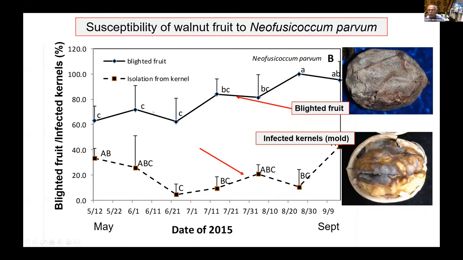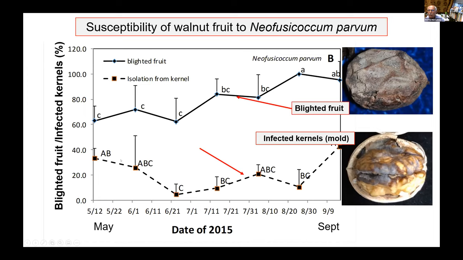We did this artificial inoculation, serial inoculation, started from May until September. And you can see here, even with inoculations in May, we get about 60% blighted fruit at the end of the season.